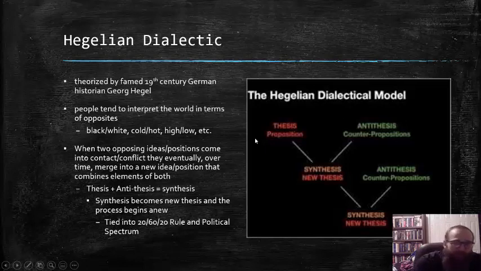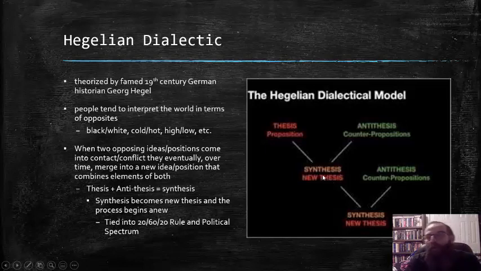Again, you have the thesis, the original proposition. You have its counter proposition, the antithesis, and the arguments go back and forth on both sides of this until eventually a compromise or consensus is reached that becomes the synthesis, which is then the new thesis position.